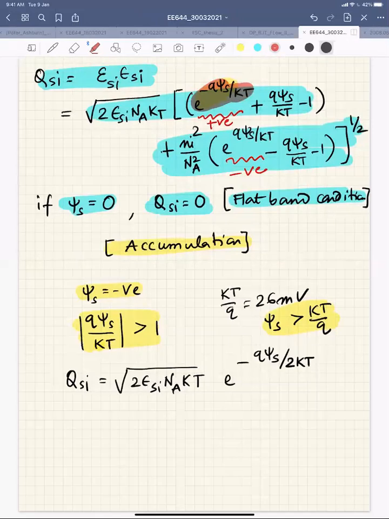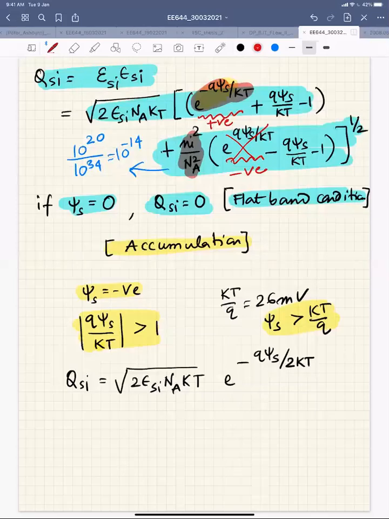Please keep in mind this part here is almost 10 to the 20. If your doping is, let's say, 10 to the 17 Na, then this is almost 10 to the minus 14. So ni square by Na square is a very small number, and this term will be very small.